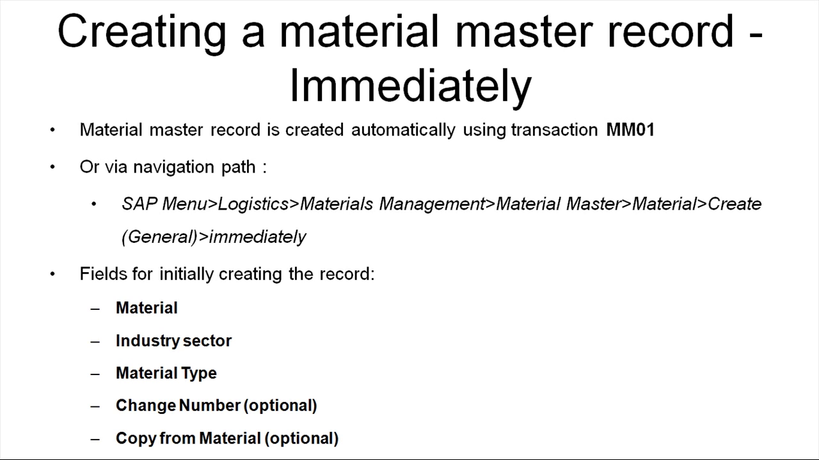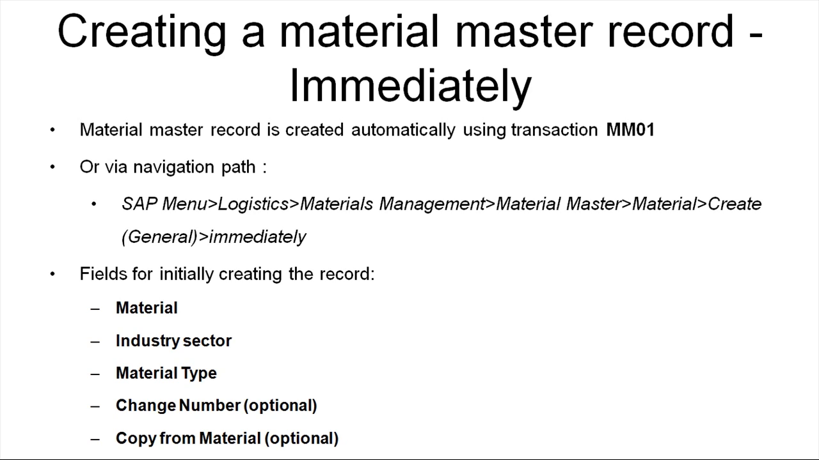A material master record can be created in a lot of ways. It can be created automatically using transaction MM01. Alternatively, it can be navigated in order of SAP menu, logistics, materials management, material master, material, create, general, and finally immediately. Fields for initially creating the record are material, industry sector, material type, change number (optional), and copy from material (optional).